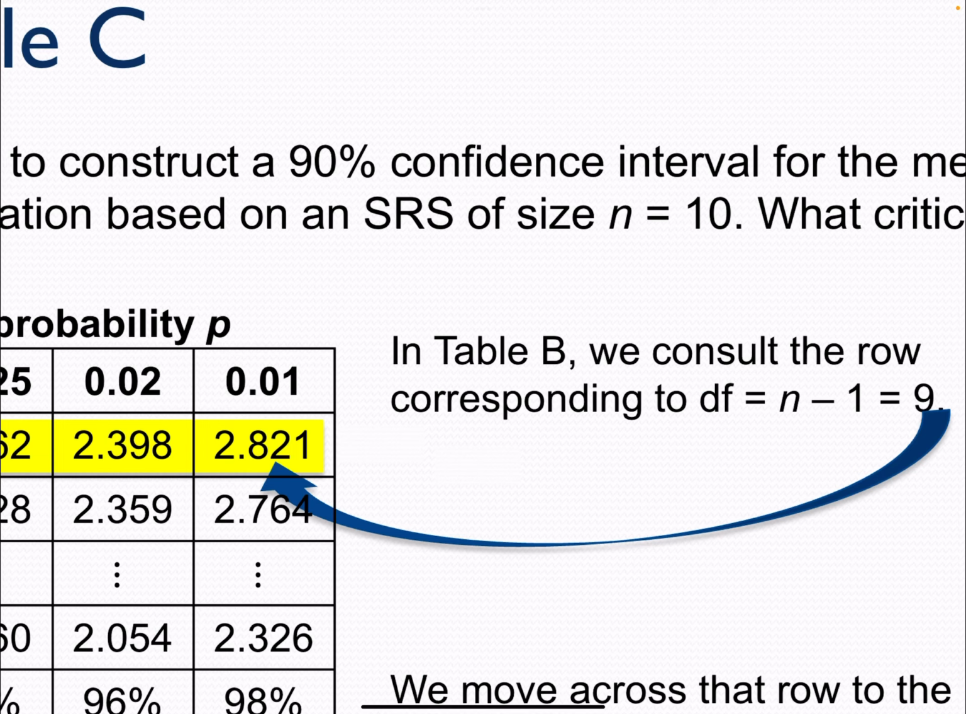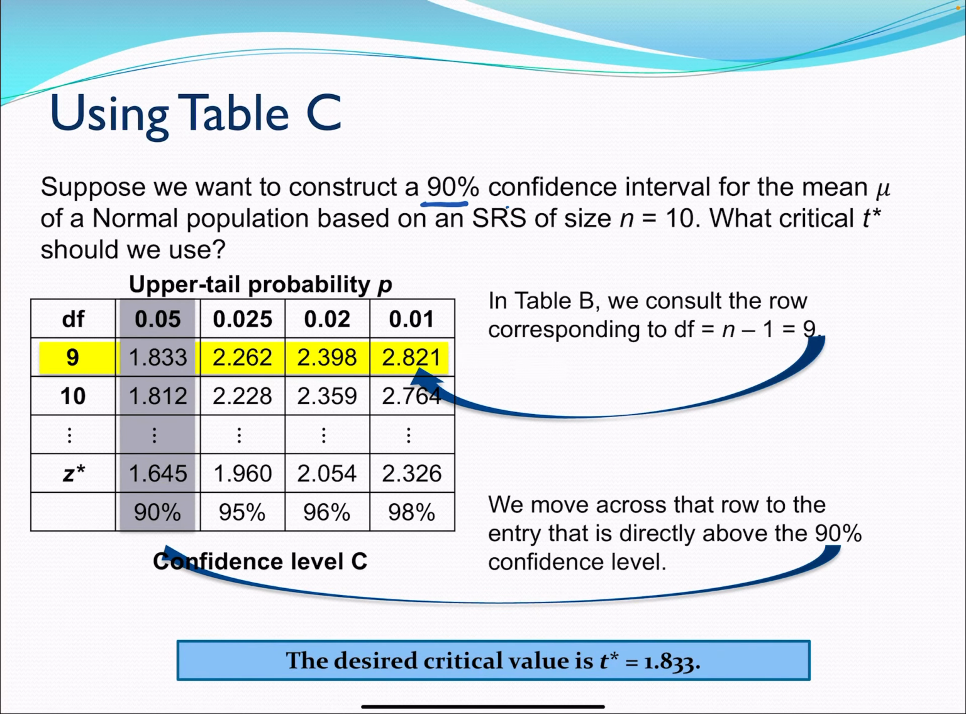Suppose we want to construct a 90% confidence interval for the mean mu of a normal population with unknown standard deviation, based on a simple random sample of size n equals 10. What t critical value should we use? So first off, we need to look at the degrees of freedom, which is n-1, which in this case would be 10-1, which is 9, right? So we're going to want to use this highlighted row of the table.